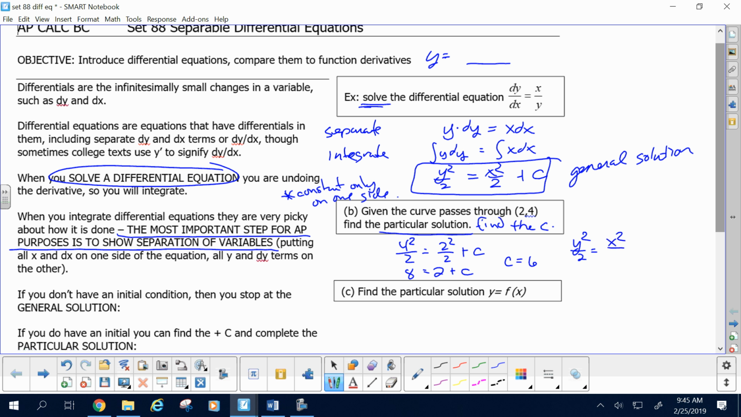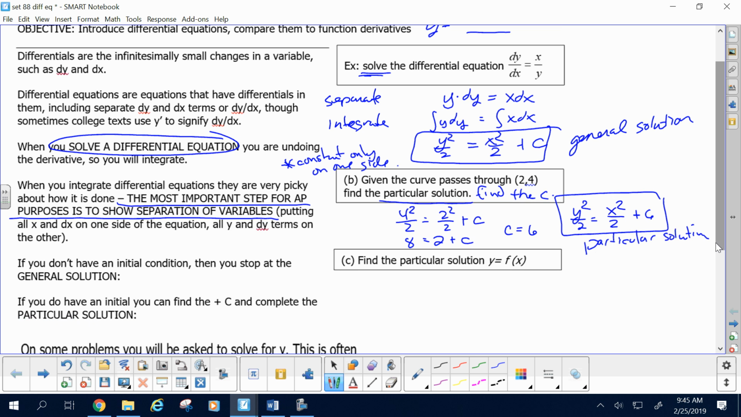x squared over 2 plus 6. Yeah, you asked where did I find the 6? Okay. This then, that's the particular solution. That's the equation that has a derivative of x over y and passes through 2 and 4. You follow?